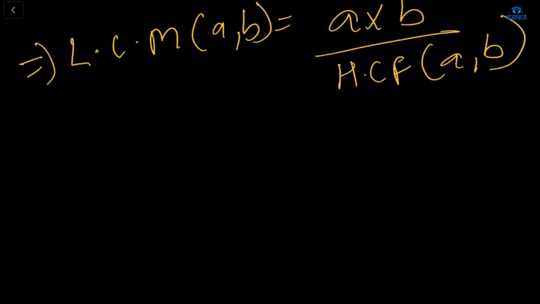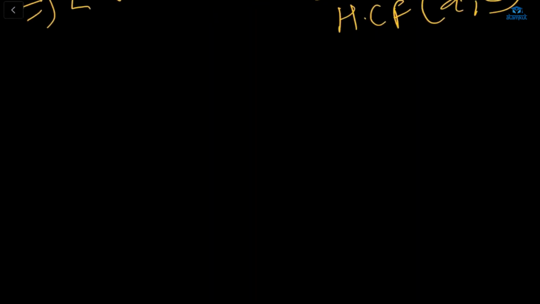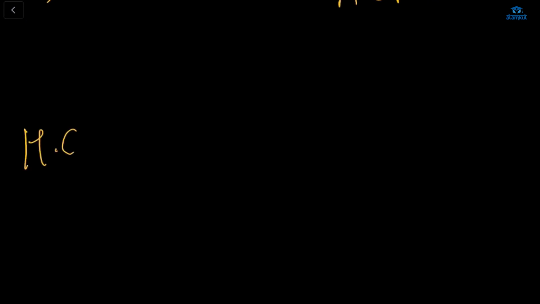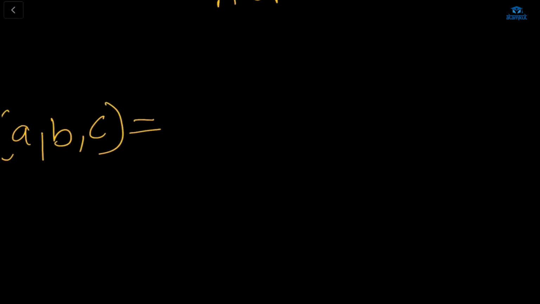Now this was about two numbers, A and B, when you are finding the HCF and LCM of two numbers. But suppose you are finding the HCF and LCM of three numbers, then what is the relation between the HCF and LCM? The formula is different. If you need to find the HCF of three numbers and the LCM and product are given.